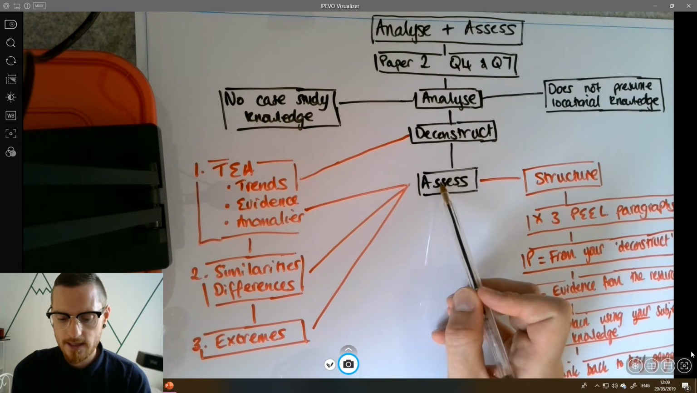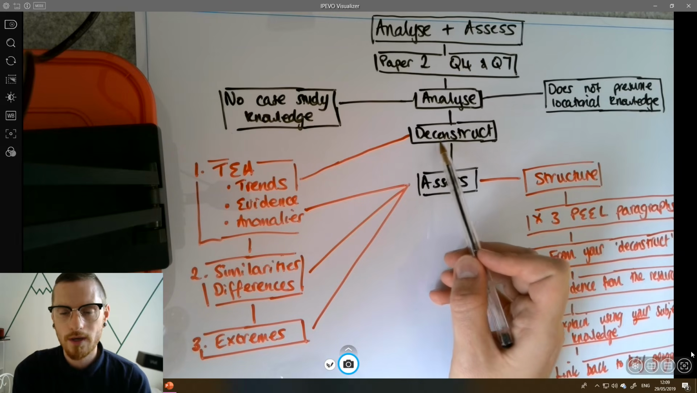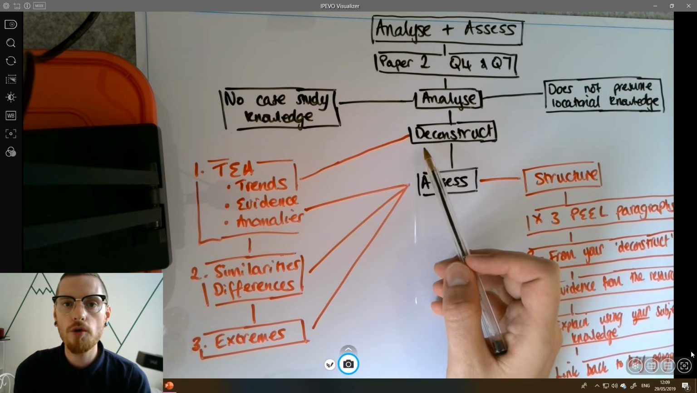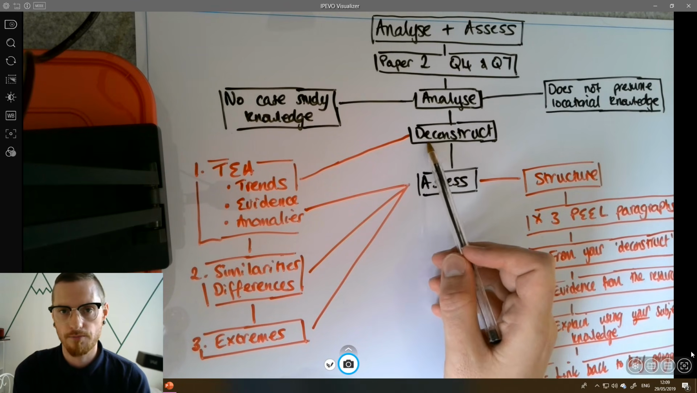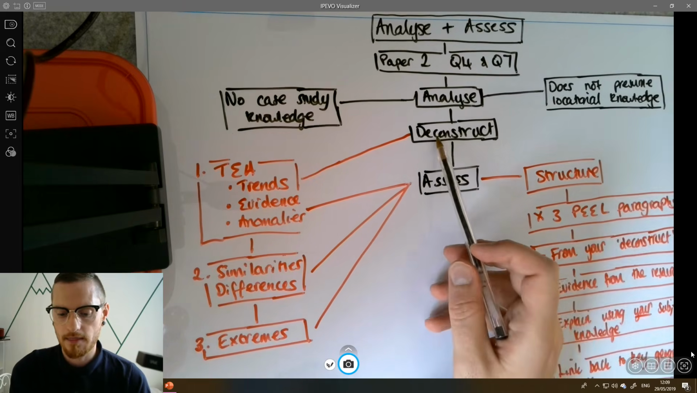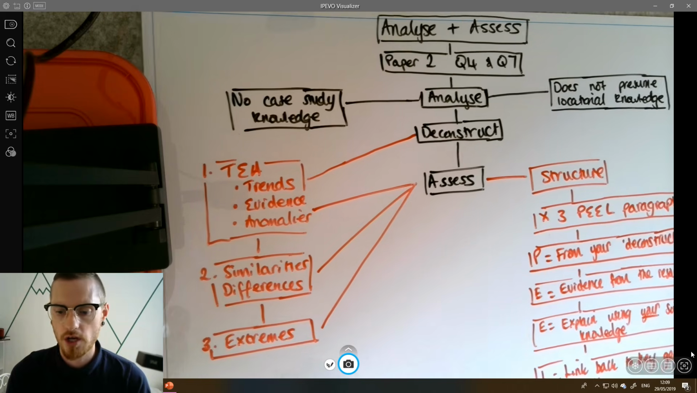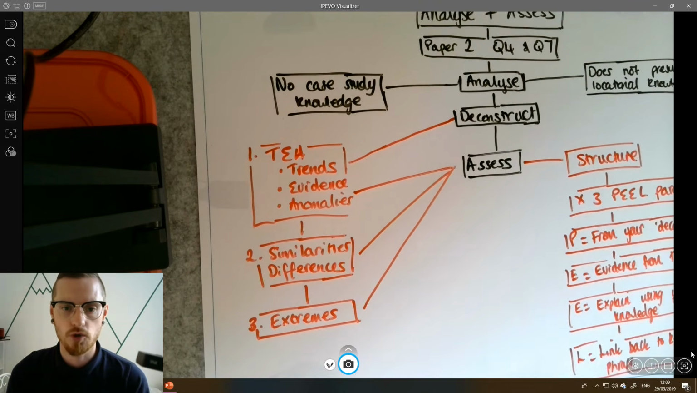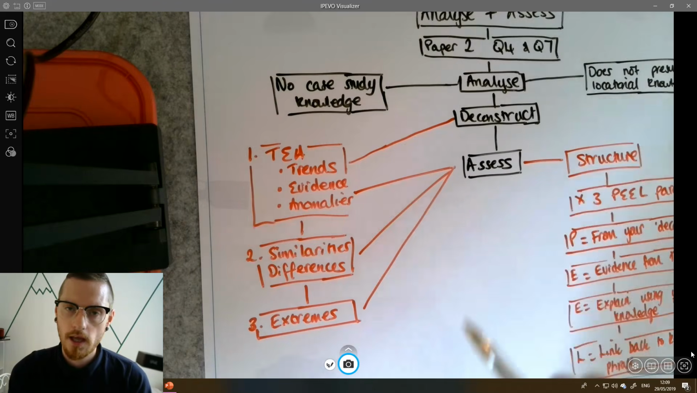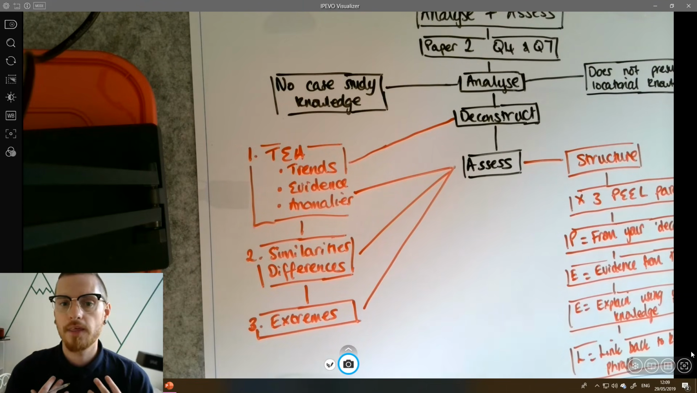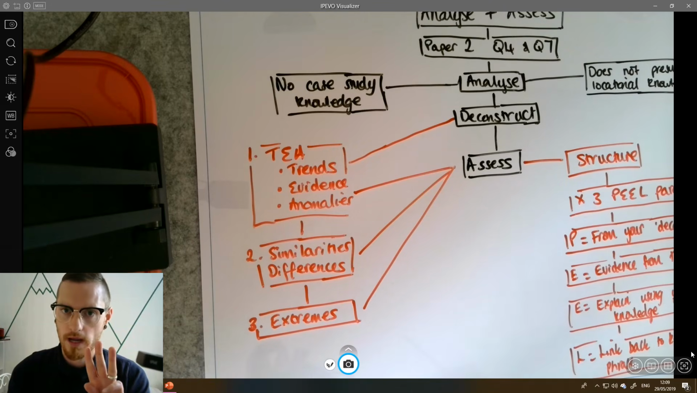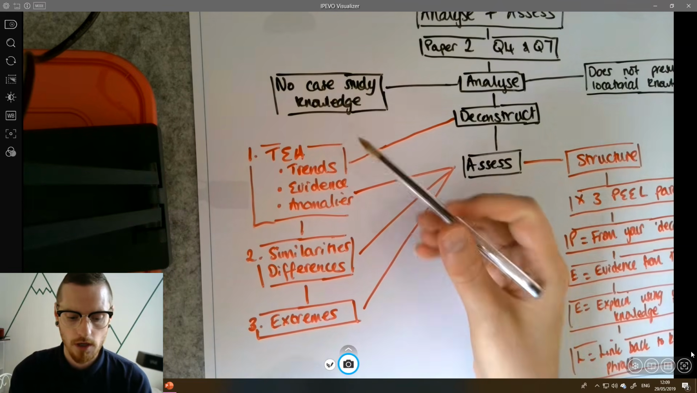So to analyze, before we get to the second command word, assess, we need to deconstruct. We need to unpick the resources provided, and that is where you're showing AO4. You're showing off your key geographical skills you've learned across Key Stage 4 geography and before that. There's 3 ways that I think you should deconstruct, and I would go through these 3 ways on the actual exam paper by annotating the resource.